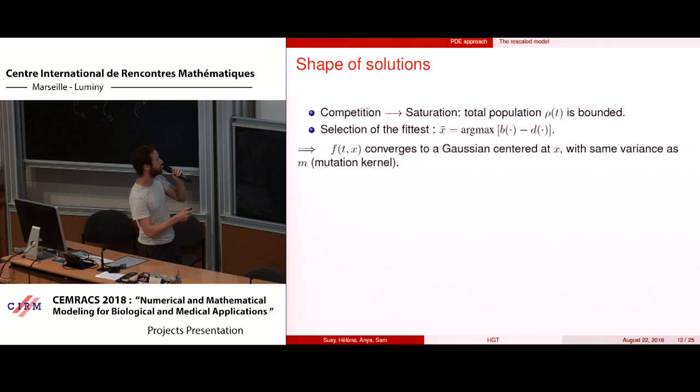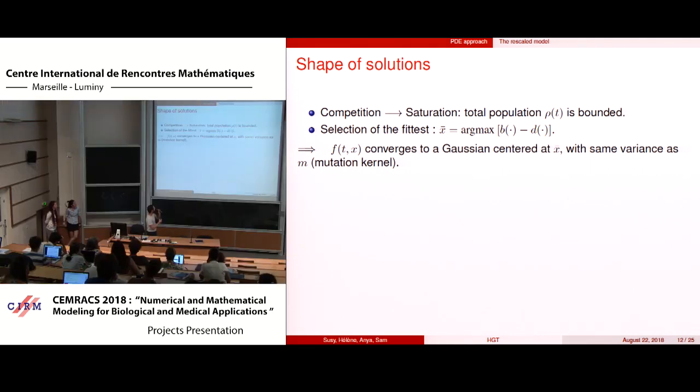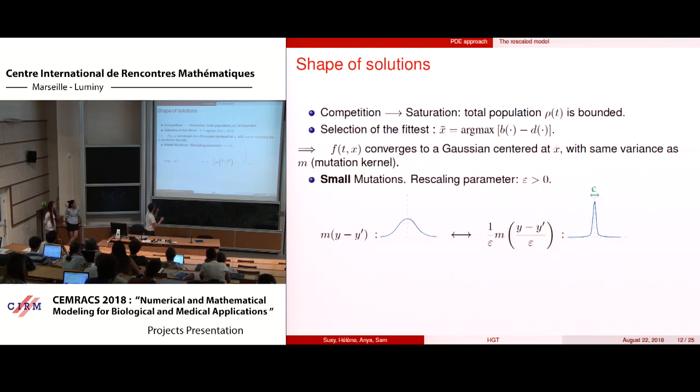And the variance of the Gaussian will be of the order of the variance of the mutation kernel. Without the mutation kernel, we expect F to converge to a Dirac mass. And so to push further the analysis, we decide to make the mutation kernel very small. So we introduce a rescaling parameter, epsilon, to rescale the mutation kernel. So from a mutation kernel which looks like this, we rescale it by epsilon in order to have something which is more narrow. So we reduce the size of the mutation kernel.